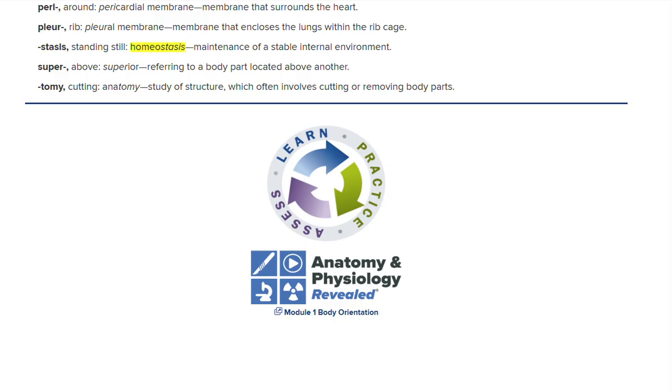-Stasis, standing still: homeostasis, maintenance of a stable internal environment. Super-, above: superior, referring to a body part located above another. -Tomy, cutting: anatomy, study of structure, which often involves cutting or removing body parts.